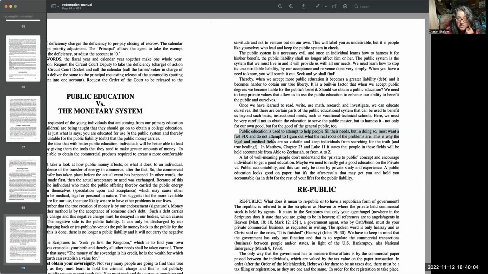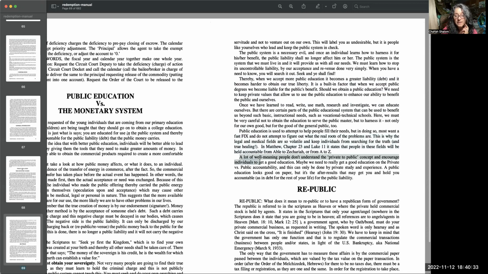This is why the legal and medical fields are so volatile and keep individuals from searching for the truth and true healing. In Matthew chapter 23 and Luke 11, it states that the people in these fields will be held accountable from Abel to Zechariah, or from A to Z.